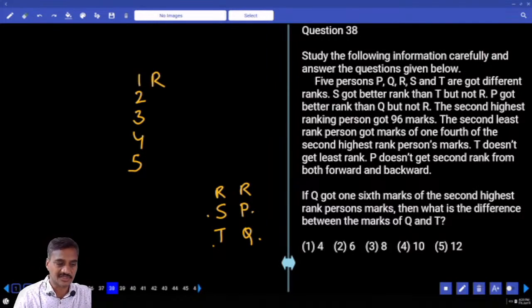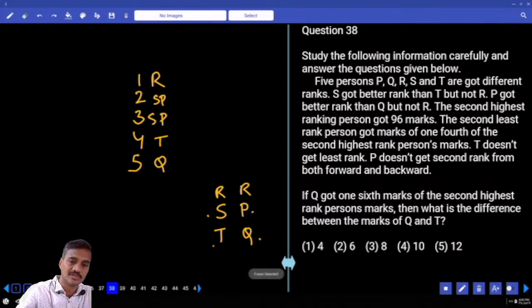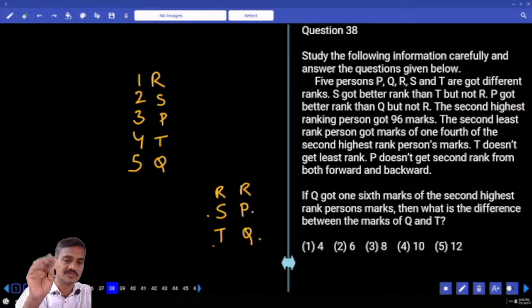R is at the first place, and in the second and the third places S and P in any order, and T and Q in the last 2 places. T does not get the least rank, and P does not get the second rank from both forward as well as backward. Hence P must be at the third place, and if P is here, S must be here. And what is the order? R, S, P, T and Q is the order.